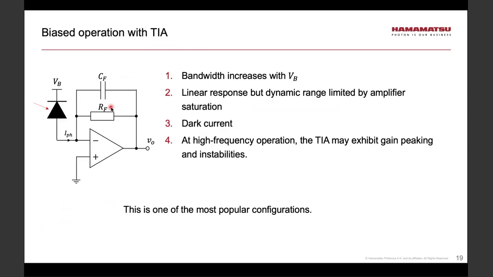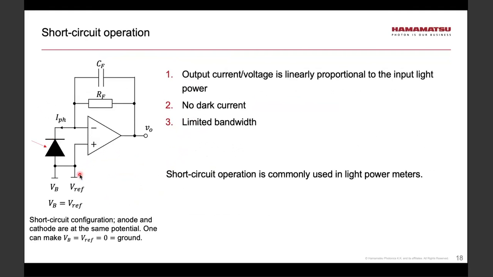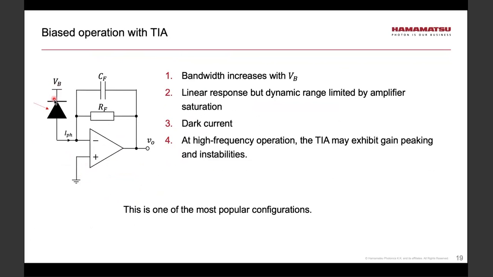Now, this circuit corresponds actually to, sorry to go back to this mode where we bias the photodiode but have effectively no load resistance, because again, we're using a transimpedance amplifier. So this point is at a virtual ground. But again, we can convert current to voltage because of the feedback resistor. And this is one of the more popular configurations of using the photodiode.